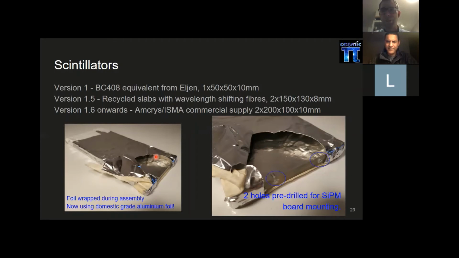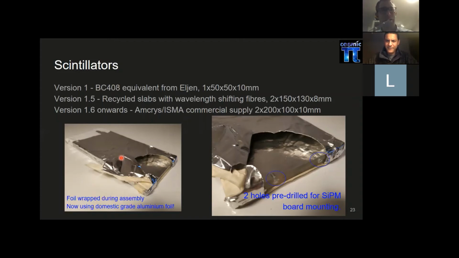One of the biggest challenges in the project was finding someone who would sell us scintillators as a very small group of people trying to build a detector rather than a giant enterprise. So this was really good, and we've been very happy with the scintillators that we've received from Amcrys. They've changed their name to ISMA recently. So we take this slab, we wrap it in tinfoil. We started off using a very thick industrial grade foil, but we've now moved to literally using kind of domestic tinfoil to wrap them.